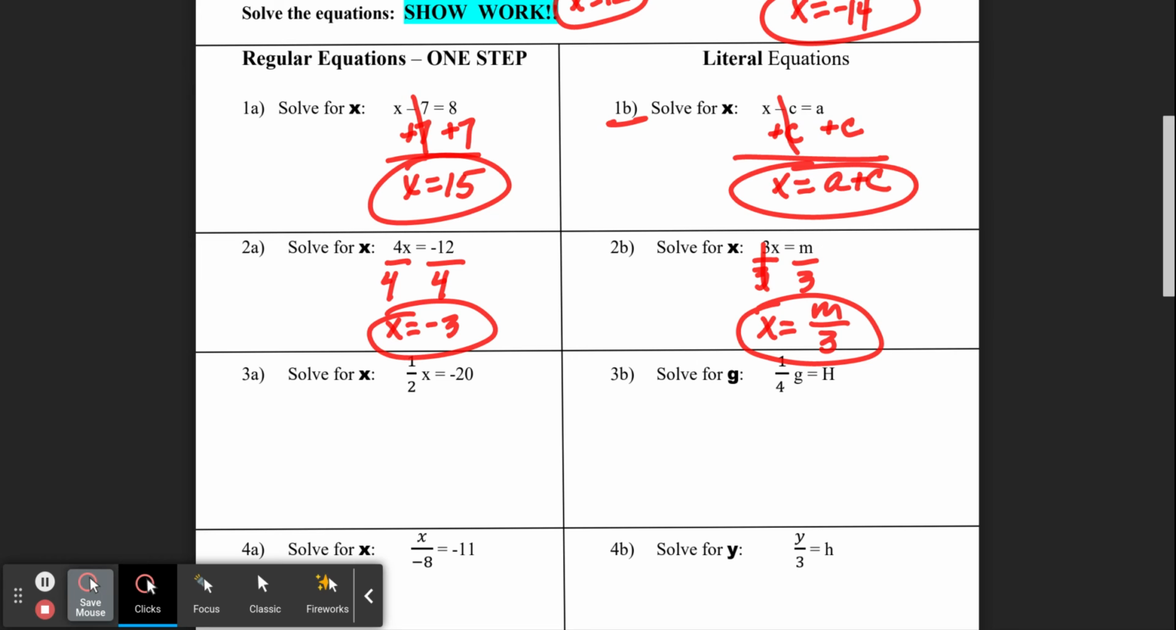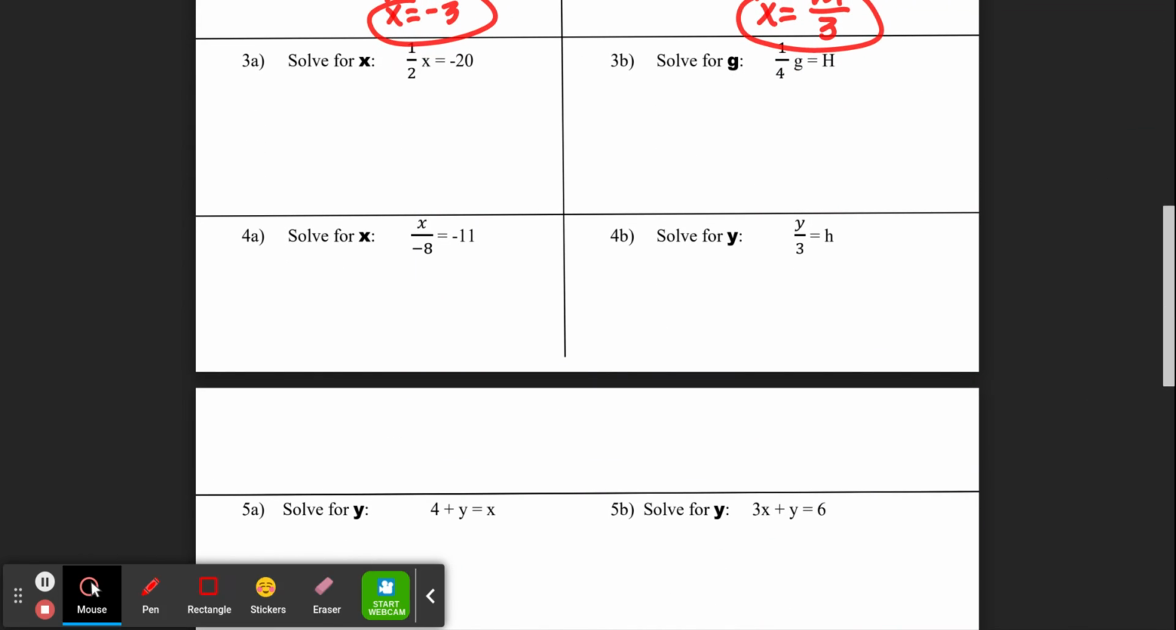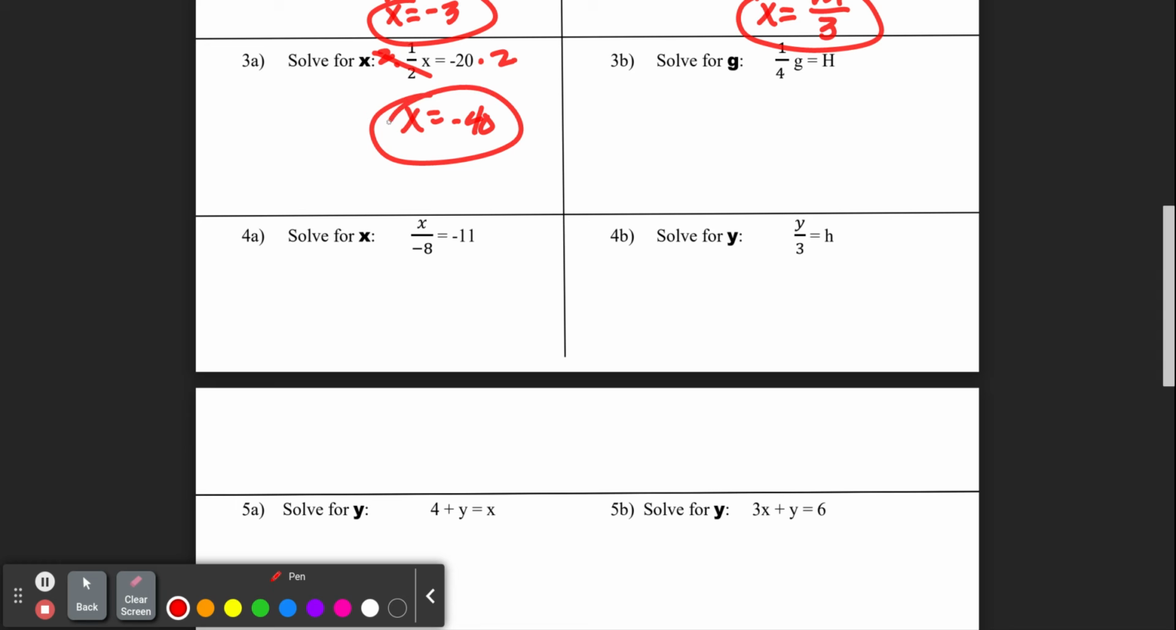Let's take a look at 3a. So this is very similar to what we were doing up with the warm-up. On 3a, to get rid of the denominator, we multiply by 2. Whatever you do to one side, you do to the other. So 1x is the same as just x, and negative 20 times 2 is negative 40.